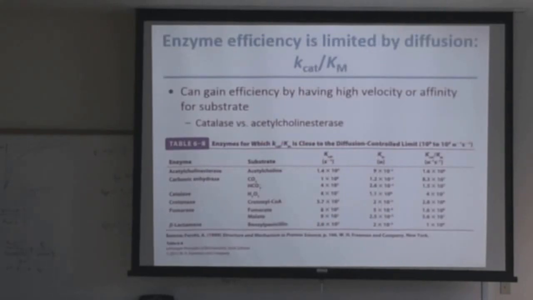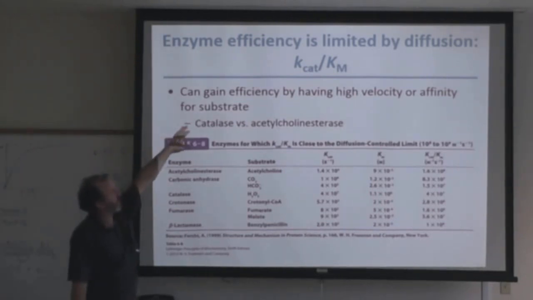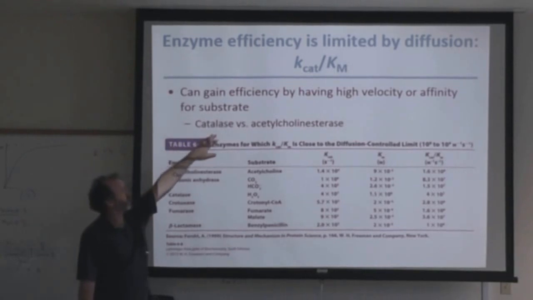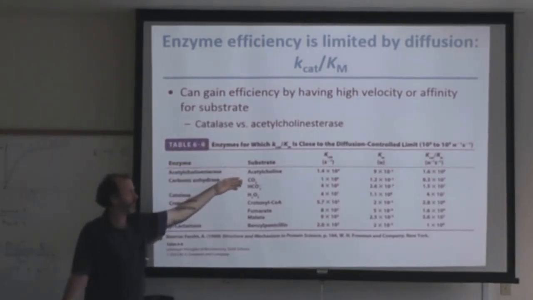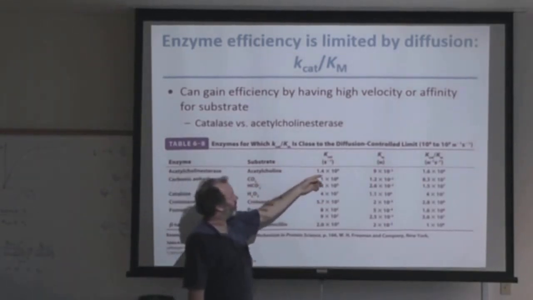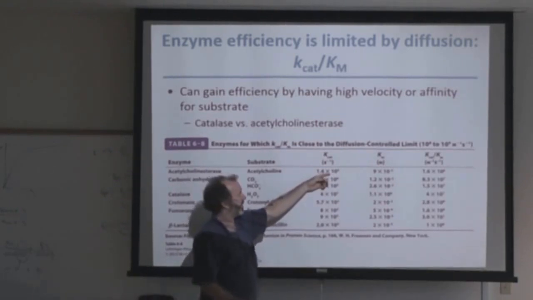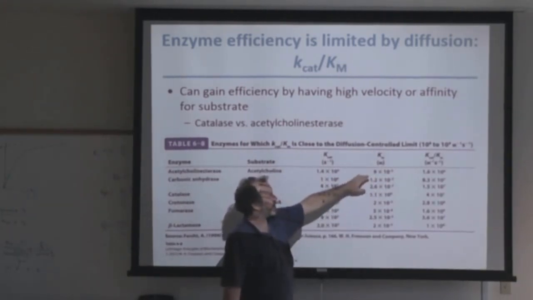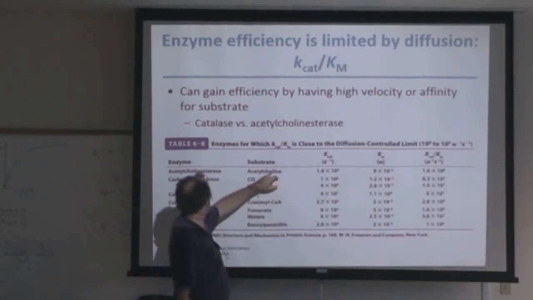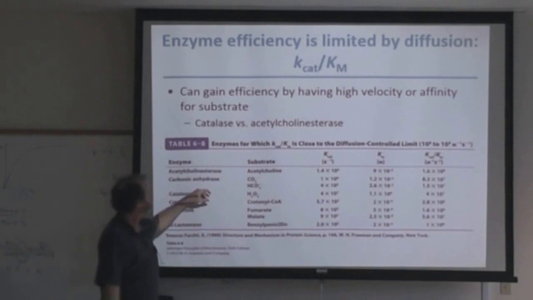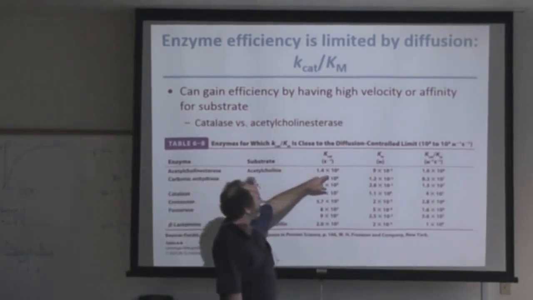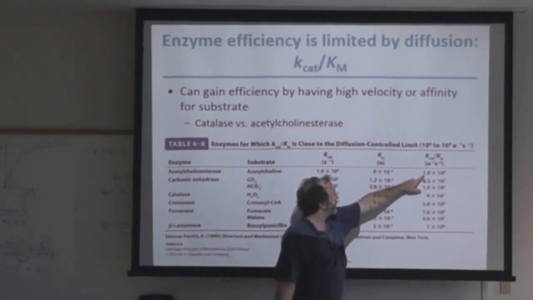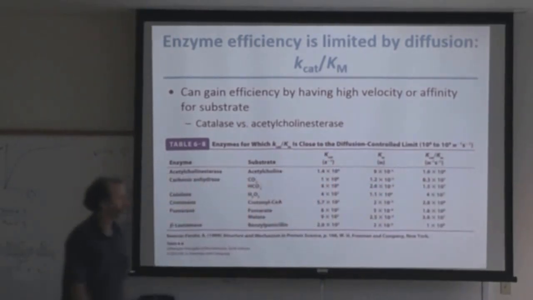Enzyme efficiency is measured by dividing the Kcat by the Km. So you can gain efficiency by having a high velocity or affinity for the substrate. So you can look at catalase versus acetylcholinesterase here in your figure. Acetylcholinesterase has a Kcat of 1.4 times 10 to the 4. What's that? 14,000 molecules it'll convert per second. And the Km is 9 times 10 to the minus 5 molar. So that's relatively small, so it has a relatively high affinity for acetylcholine, breaking it down into choline and acetate, basically. And the efficiency is 1.6 times 10 to the 8th, so fairly high.